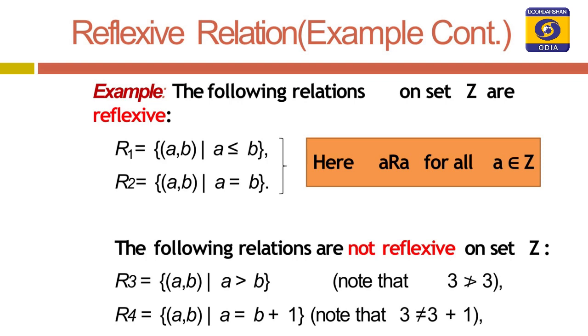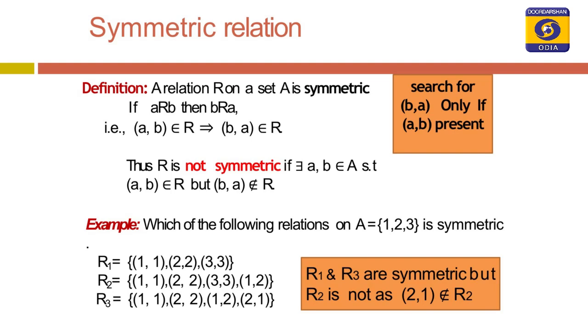Next is the symmetric relation. So, what is a symmetric relation? A relation R on a set A is said to be symmetric if A related to B implies B related to A. That means, if the ordered pair (a, b) belongs to R, then (b, a) belongs to R. That means, if (a, b) is present in the relation, we will search for (b, a). If (a, b) is not present, then we will not search for (b, a).